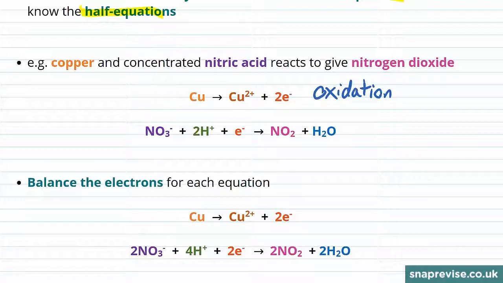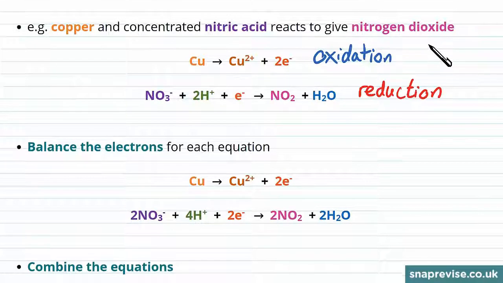Then we have NO3- reacting with 2 H+ ions and an electron to become NO2 and H2O. Because electrons are being recombined here with the oxygen in particular, remember reduction is gain, so what we have here is a reduction reaction. To be able to recombine two half equations, we must balance the electrons for each equation.